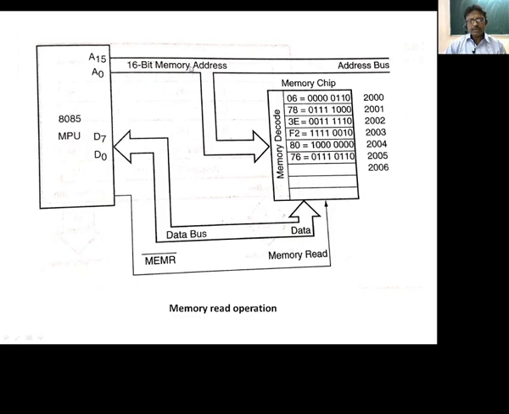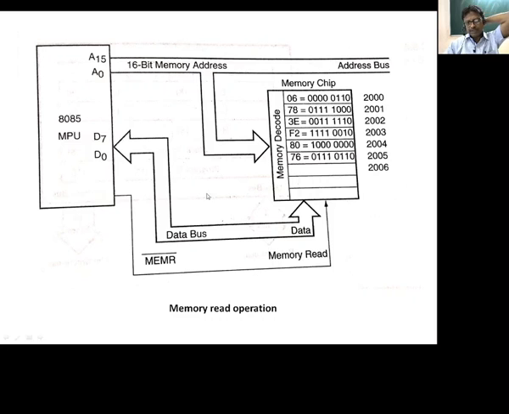So once the address is received at the memory chip, as well as the control signal in the form of a memory read, the memory will know that at that particular address the processor wants to read something. Whatever is written at 2005, suppose it is 76, this 76 will be loaded on the data bus by the memory, and through this data bus the 76 will come to the microprocessor. So this is the memory read operation.